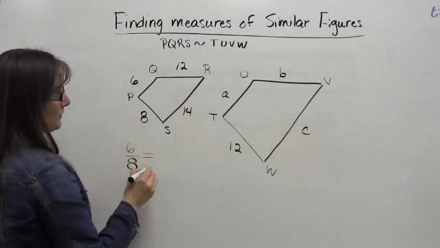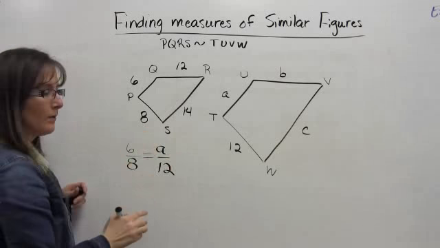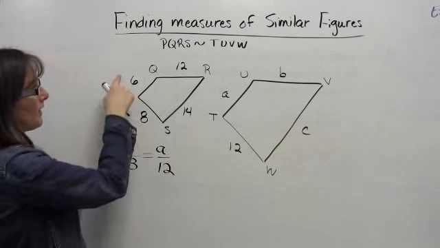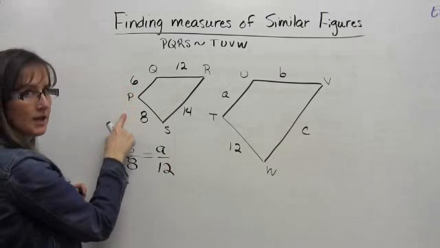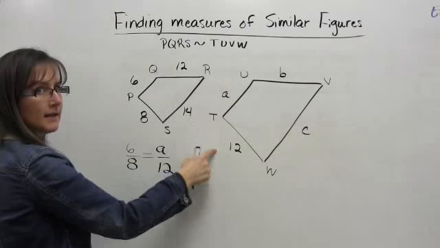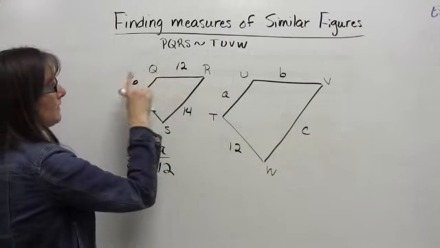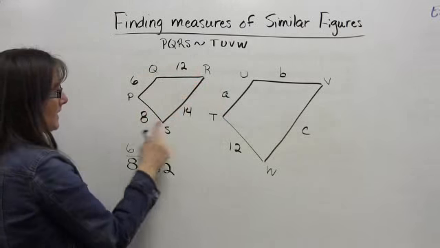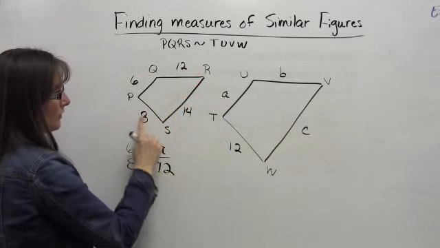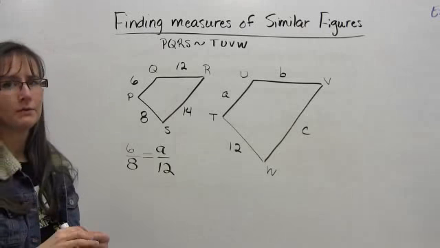And that is going to be equal to A over 12. Now why does that work? Well, 6 and 8 both come from the first shape. A and 12 both come from the second shape. 6 and A are corresponding sides, and 8 and 12 are corresponding sides. I have my proportions set up correctly.